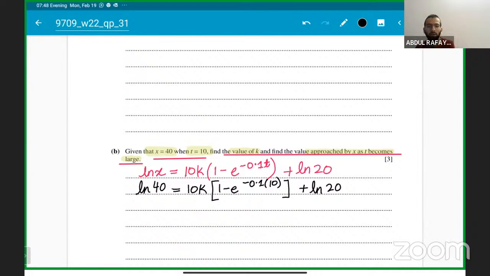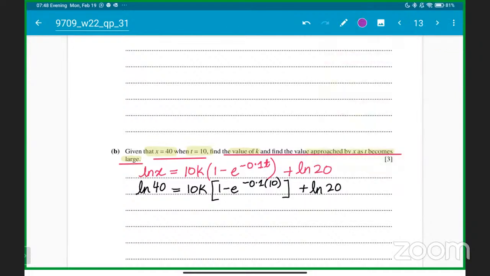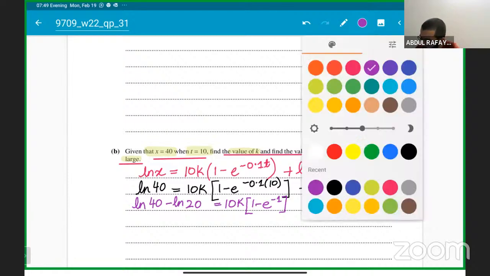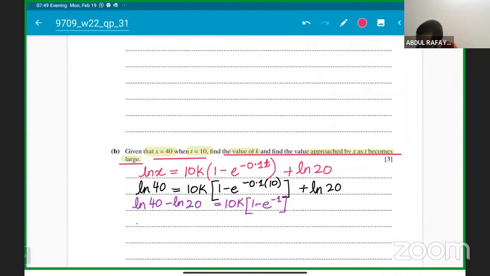Then what will be the next step? ln 40 minus ln 20 equals 10k times 1 minus e power, and let's do it on the calculator, negative 0.1 times 10 gives me -1. So 1 minus e power -1 times 10k. And everyone knows ln 40 minus ln 20 will become what? 40 divided by 20.